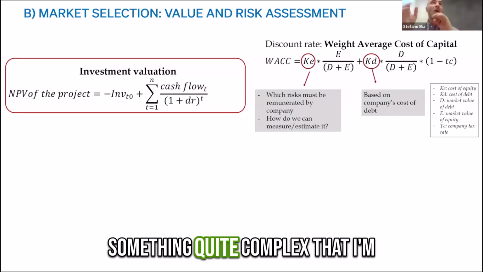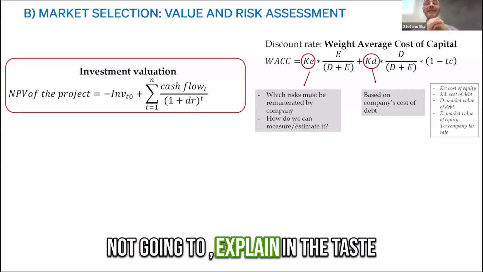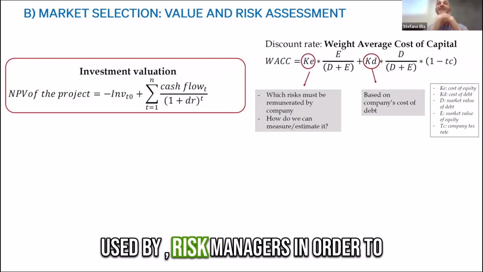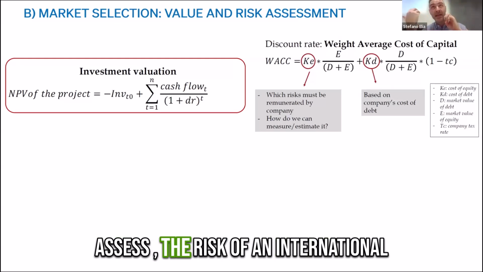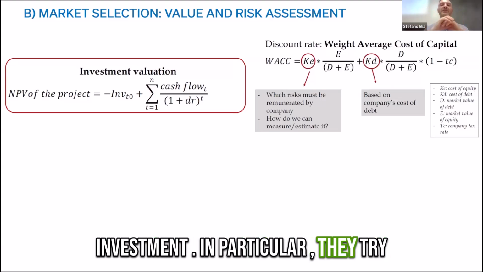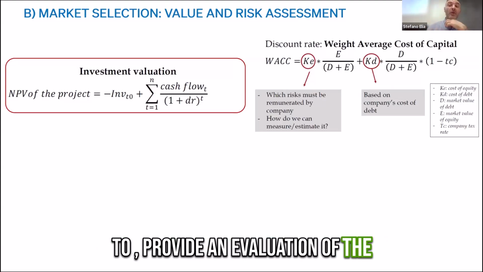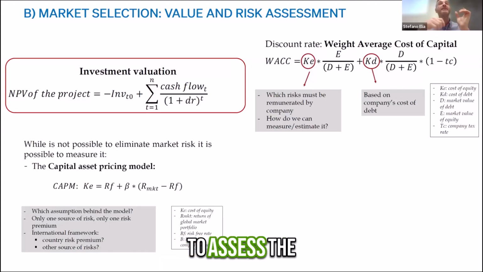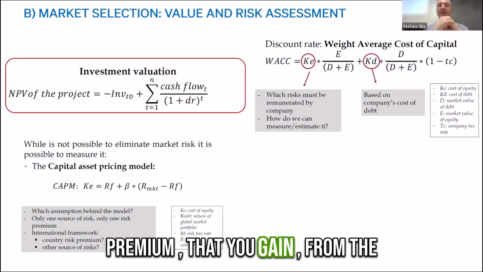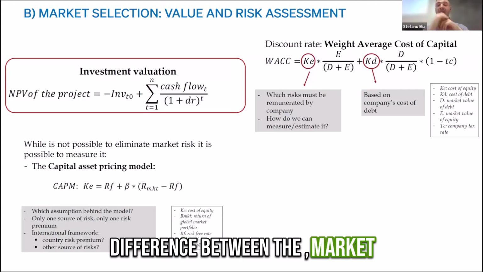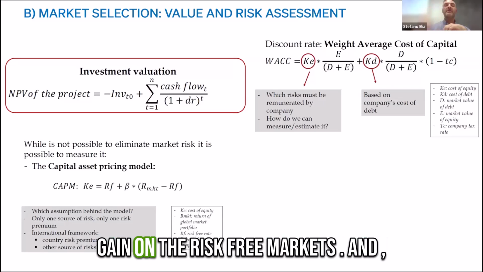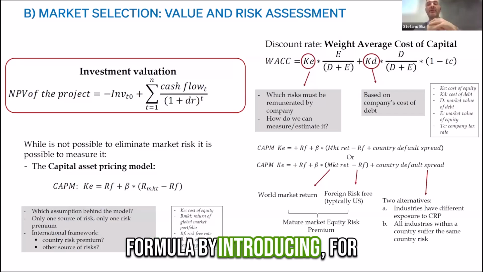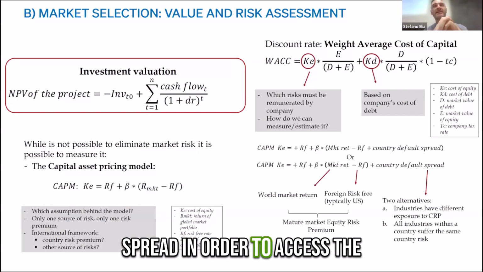This is something quite complex that I'm not going to explain in detail because it would require a lot of time. But this formula is basically used by risk managers in order to assess the risk of an international investment. In particular, they try to evaluate the cost of equity by using the capital asset pricing model and by trying to assess the premium that you gain from the difference between the market revenues and the revenues that you gain on the risk-free markets. And what you can do is to modify this formula by introducing, for instance, the country default spread in order to assess the international risk.